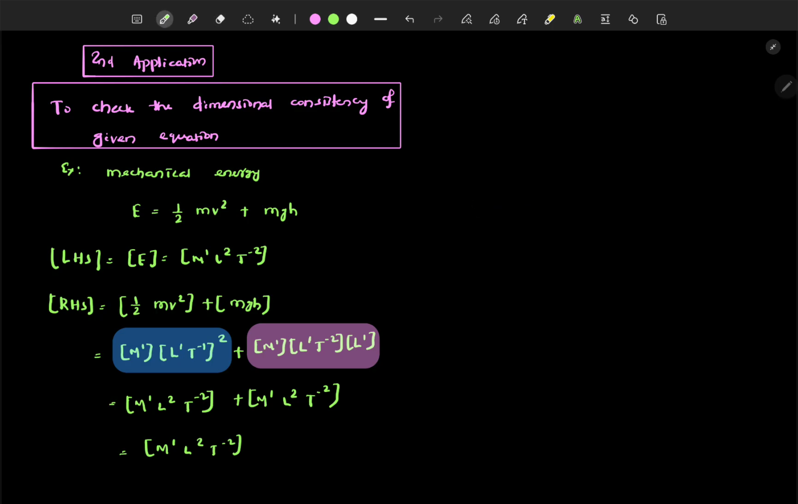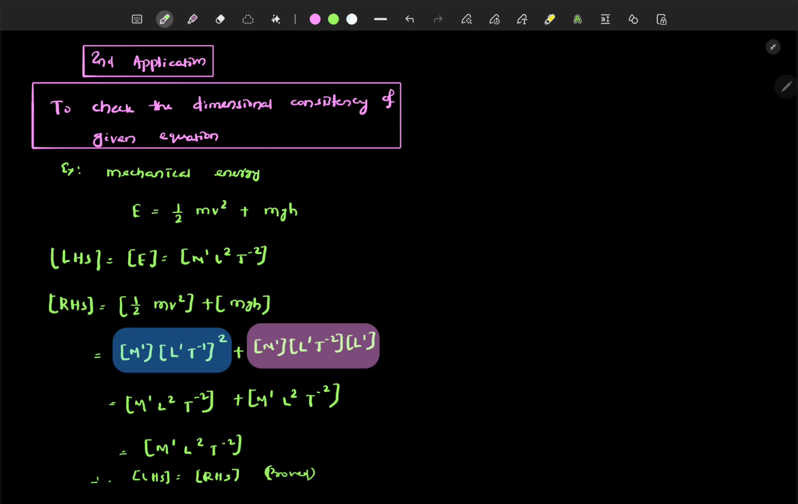So from this we came to know that the dimension of LHS is equal to the dimension of RHS. Proved. So in this way we can check the dimensional consistency in a given equation.